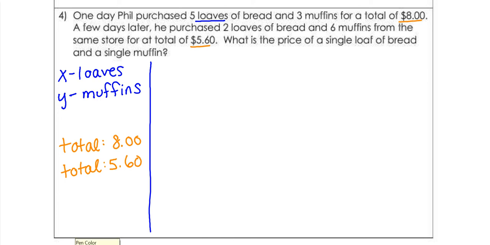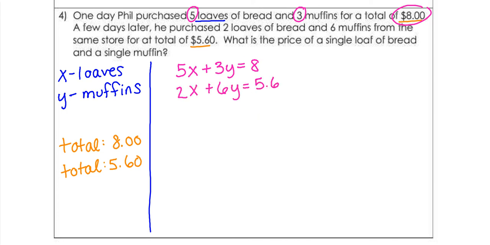When I set these problems up, this one's going to look a little different. And it's just because I have 2 situations, and so the information from the first outing to the store is going to be one equation, and then the information in the second will be my second equation. So I have 5 loaves, so 5x plus 3 muffins equals $8. And then his second trip, he has 2 loaves and 6 muffins equaling $5.60.